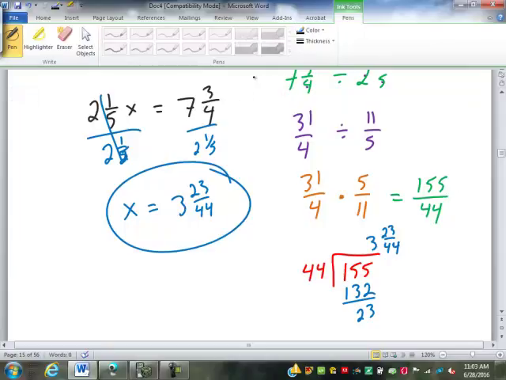Any questions? You look confused, Kinsey. So you would just enter 7, ABC3, ABC4. I'll try it one more time and see if it works out. So 7, ABC3, ABC4 divided by 2, ABC1, ABC5.